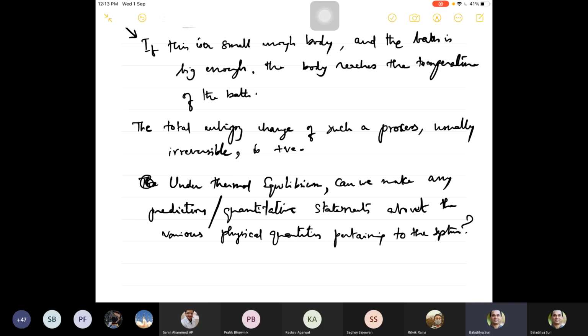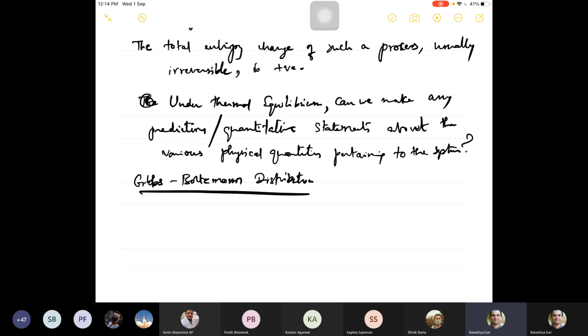Now, this seems like a very difficult question, but physicists in the 19th century, especially Ludwig Boltzmann and Josiah Gibbs, the Gibbs-Boltzmann distribution, independently and in completely different pathways came to the same conclusion that yes, there is a quantitative statement that we can make about any system which is in thermal equilibrium. Okay. And what is the statement that they made?